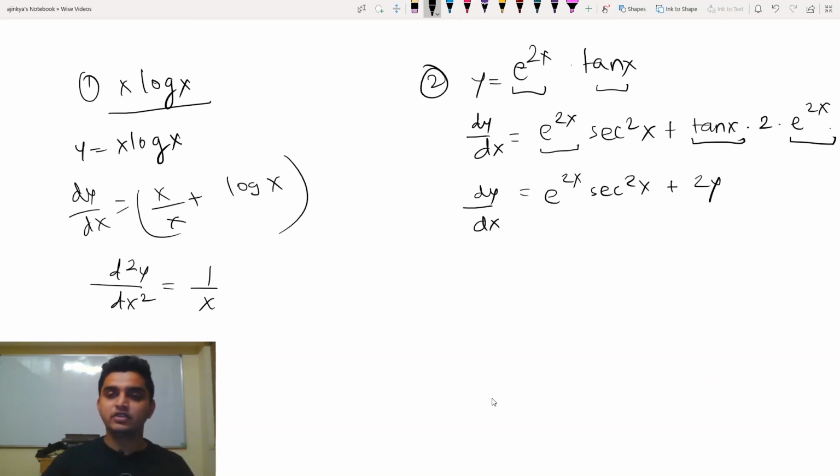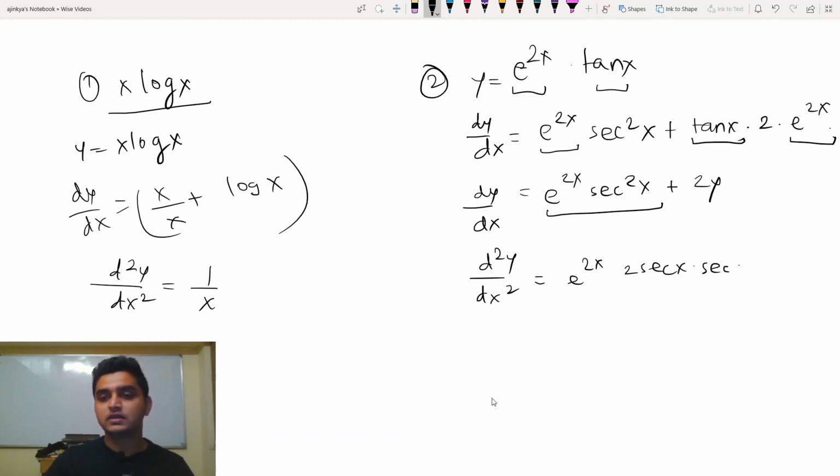So now you can just differentiate this function, which is e raised to 2x sec square x, and you can say dy upon dx can be written as the same term. So d2y upon dx squared: e raised to 2x as it is, and the differentiation of sec square x will be 2 sec x times sec x times tan x, plus now we have to take sec square x as constant, and then 2 times e raised to 2x, isn't it? Then plus we have 2y, so we have 2 dy upon dx.